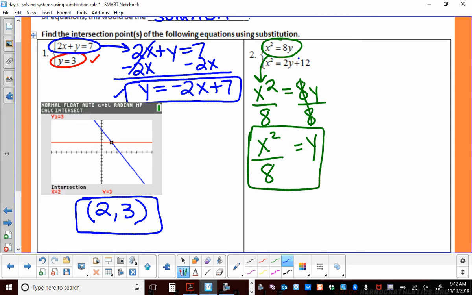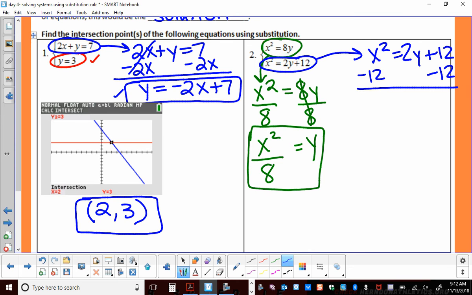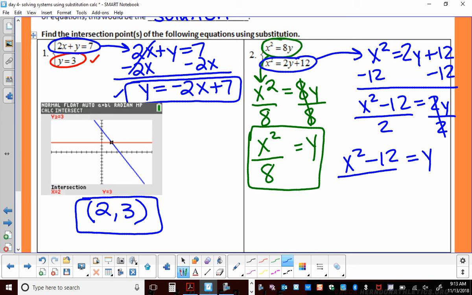Alright, when I solve for the other guy, it is x squared equals 2y plus 12. I want to subtract 12 from each side. So I have x squared minus 12 is equal to 2y. I divide by 2. Divide by 2. You can leave this answer like this. I would just put it in parentheses. So when you put it into your calculator, the top part goes into parentheses and then you do divide by 2. If not, your calculator will only divide the 12 by 2.